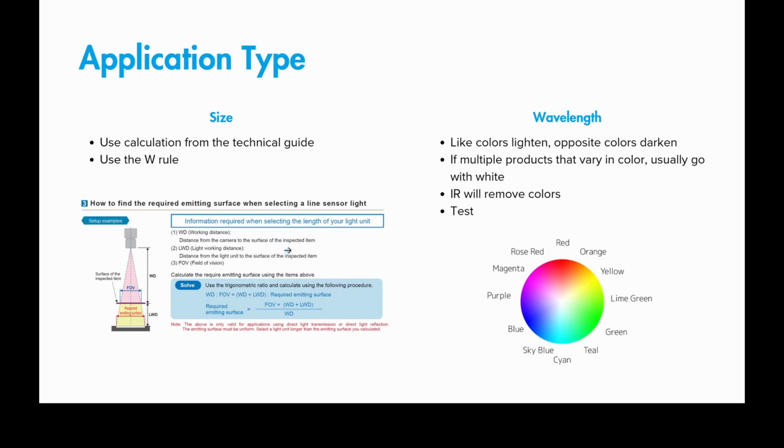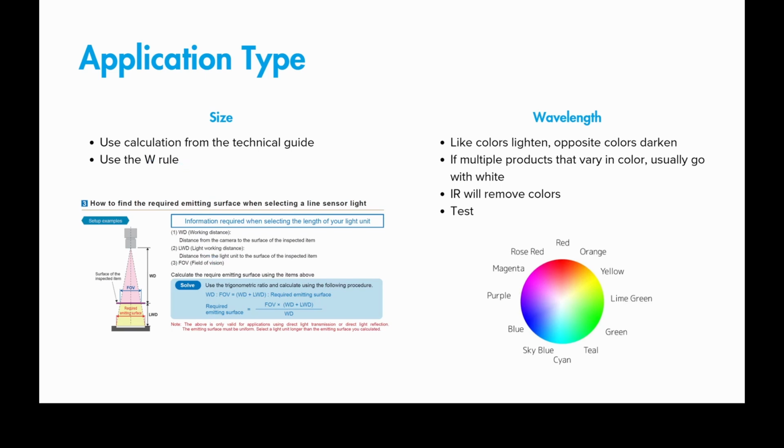The things that would make it not as accurate is the reflectiveness of your sample. If you have a really diffuse sample, you could maybe get away with a smaller light. If you have a really reflective sample, just to be safe, you may want to order it a little bit larger. There's also the W rule, which kind of coincides with this.